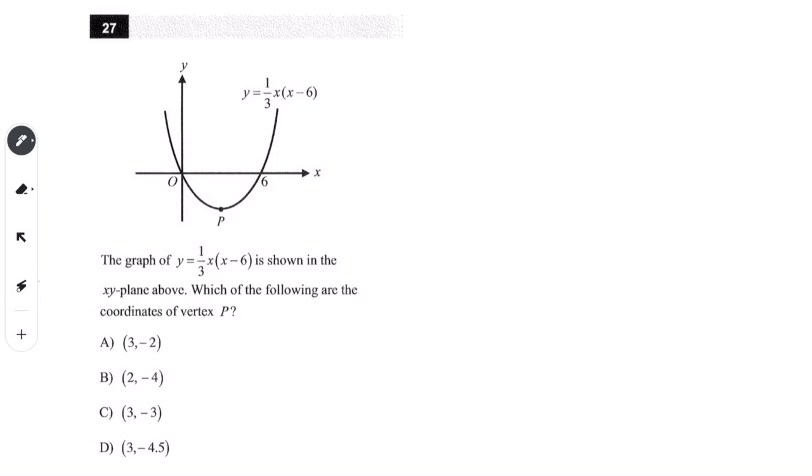So therefore, we know that the vertex would be right at the middle of 0 and 6. What is the value right between 0 and 6? Right between 0 and 6 would be 3. So all we need to do is that we know that the x value is 3 for the vertex, so we need to just find the y value when x is equal to 3.